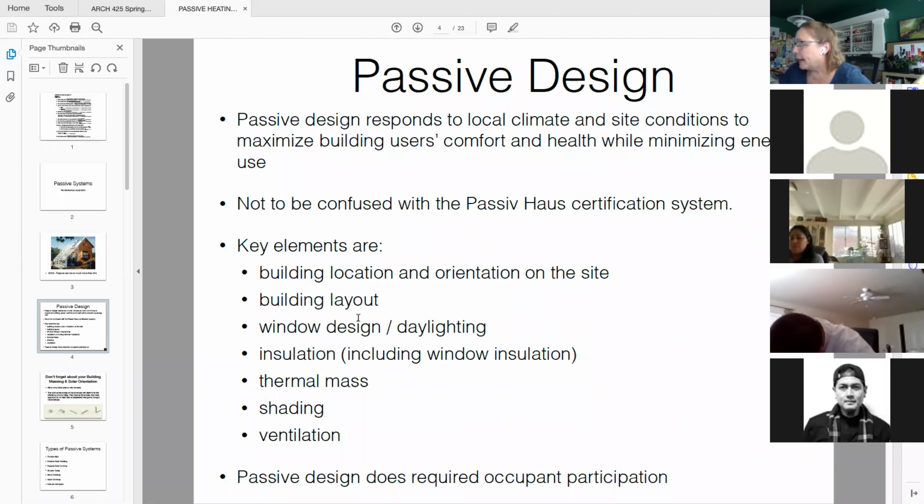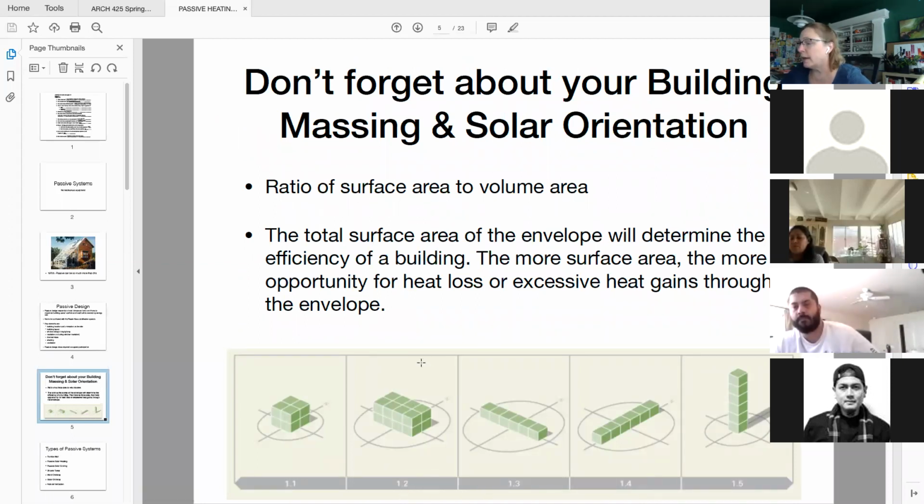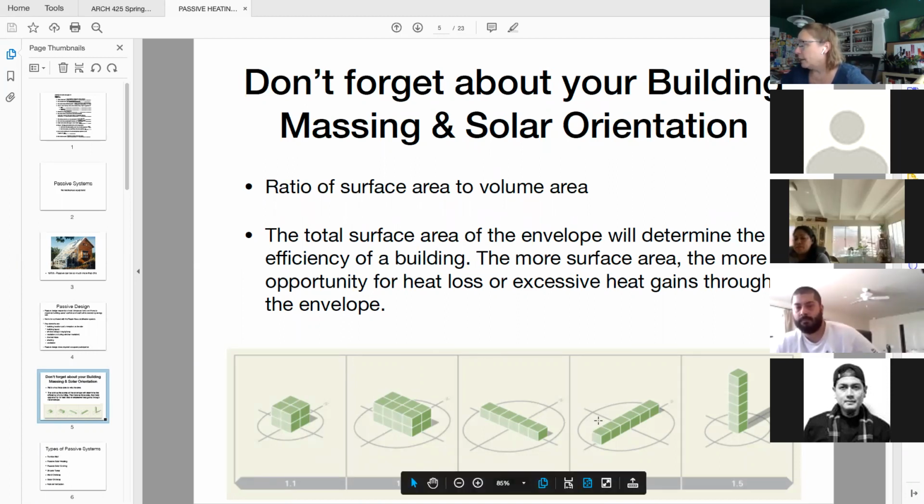So we're talking about building layout, daylighting, thermal mass. So don't forget about your building orientation and what surfaces are facing south. Don't forget about your fifth facade, which is your roof plane. And different shapes will perform differently with passive approaches. For example, the long skinny building that has only a very small area facing south is going to be a challenge. It might work great at this end of the building. The northern end of the building may not be so hot.